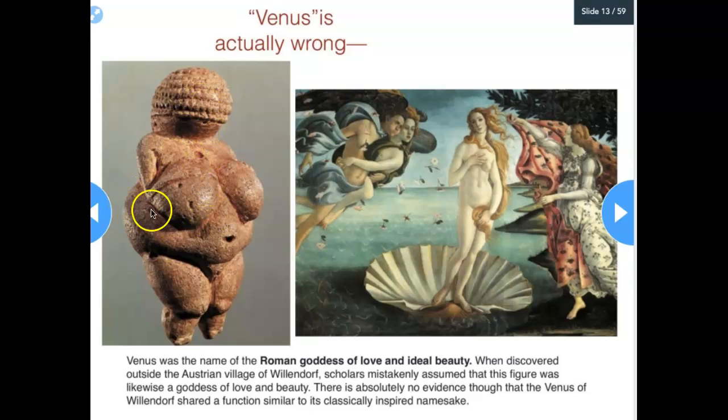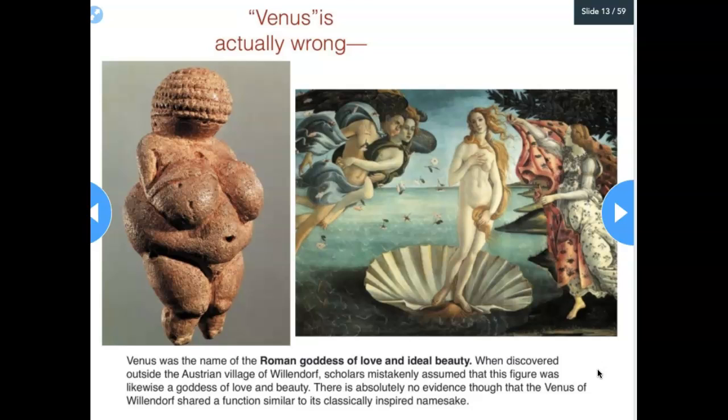She's got very developed parts of her body, her breasts, her belly, that would be representative of fertility. And look here, you can see that her arms are coming down and they're folded across the top of her chest, right? So the word Venus is wrong because Venus isn't invented till much later. Venus was the name of the Roman goddess of love and beauty. So scholars, when they discovered this object, mistakenly assumed that she was a figure of love and beauty, but we really don't know, right? We don't know.